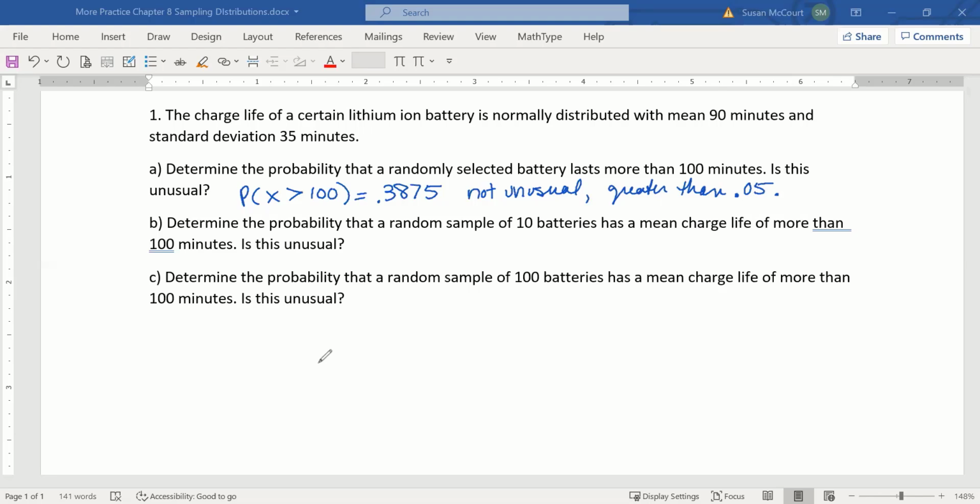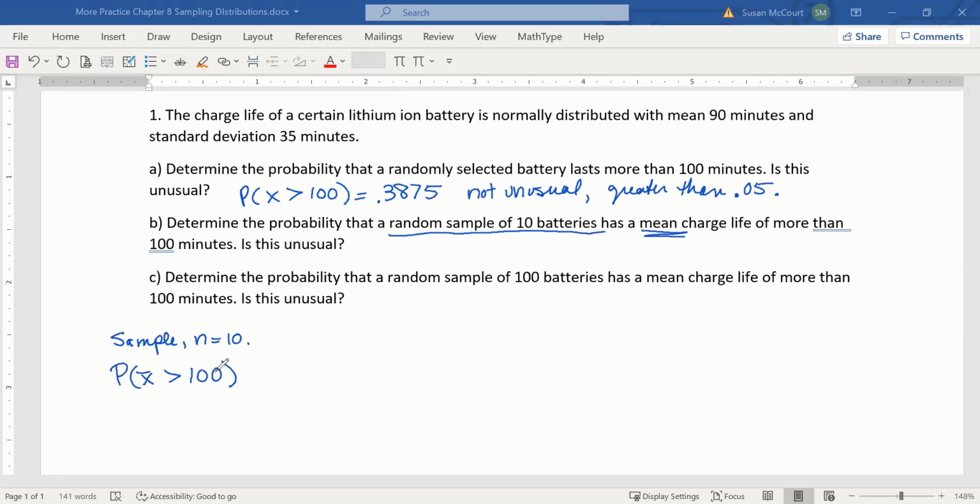All right, part B. Determine the probability that a random sample of 10 batteries has a mean charge life of more than 100 minutes. So now we have a random sample of 10 batteries. So that tells us we're dealing with a sample with n equals 10. I like to write things down as I find it so I don't have to find it again. And now we want the probability that the sample mean is more than 100. So the probability that X bar is more than 100. Interrupt me with questions if you have them.